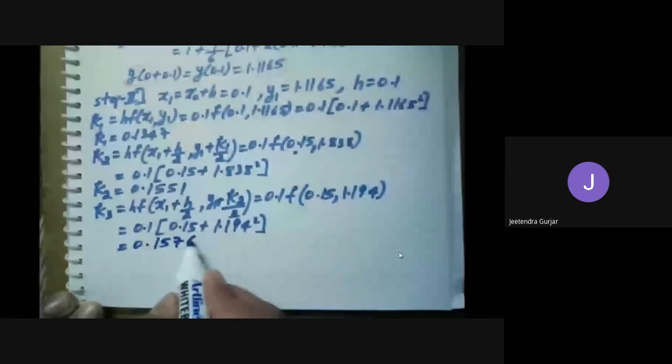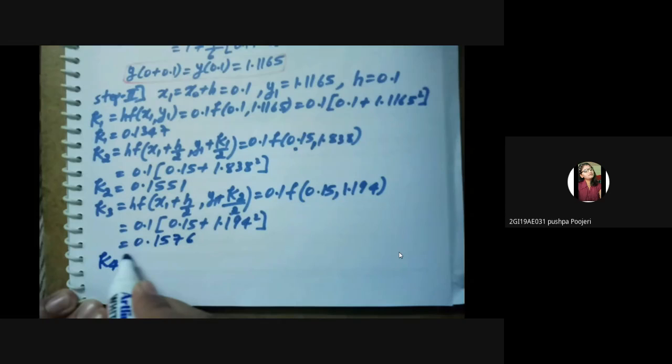Sir, how did you get x1 0.15? X1 is not 0.15 here. It is x1 plus h upon 2. That is what it is, x1 plus h upon 2. X1 is 0.1 plus h is nothing but 0.1. So 0.1 divided by 2 is 0.05 plus x1, that is 0.1. So 0.1 plus 0.05. Okay, sir. Thank you.